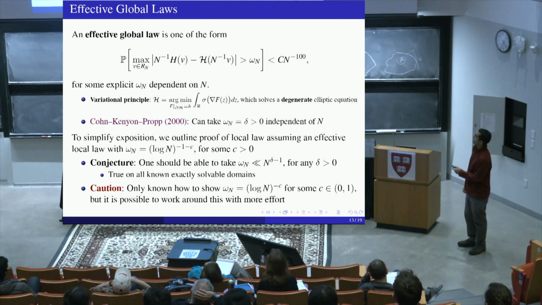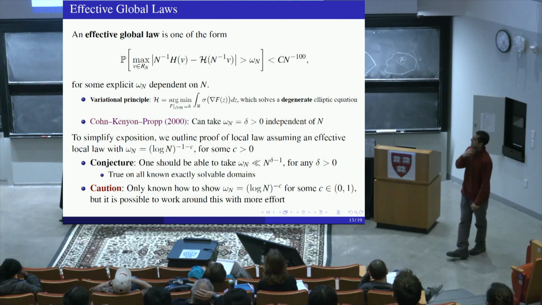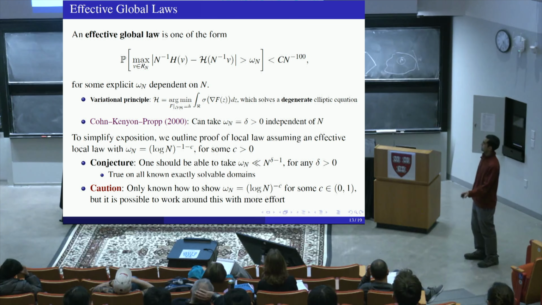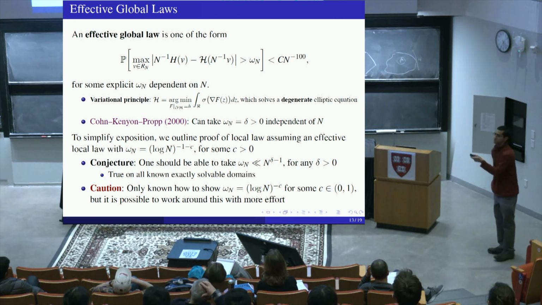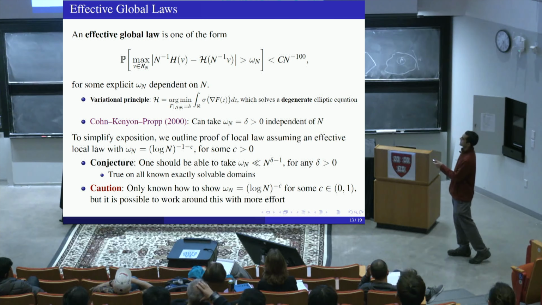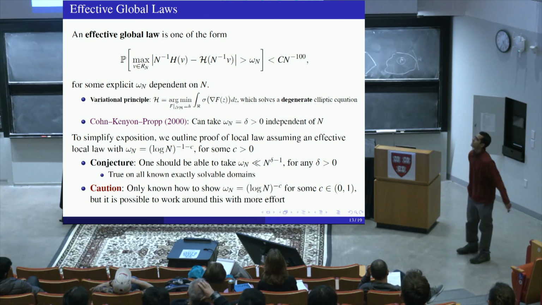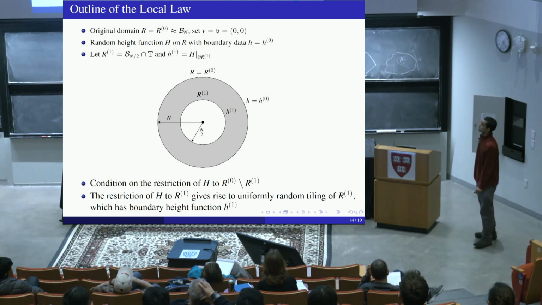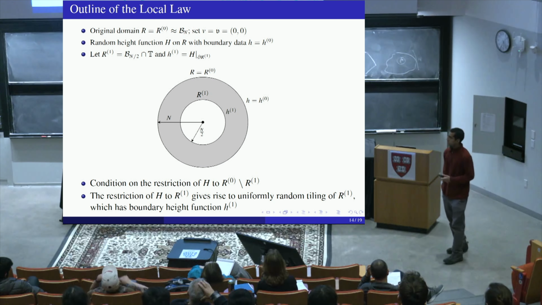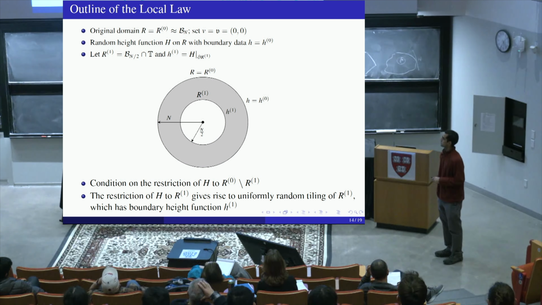I only know how to show the weaker bound that omega of n behaves like log n to the minus c for some c that's less than 1. Okay, but it's possible to work around this. But I won't do that here, and I'll still instead pretend that you have this, and work from there. Okay, so I'll now start to describe how this proof will go.